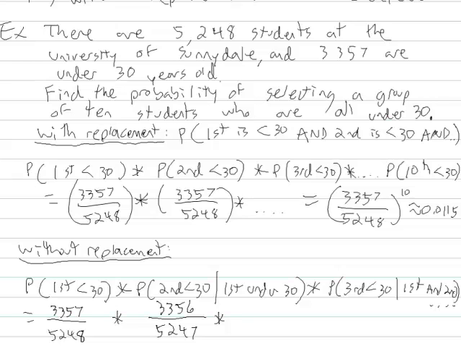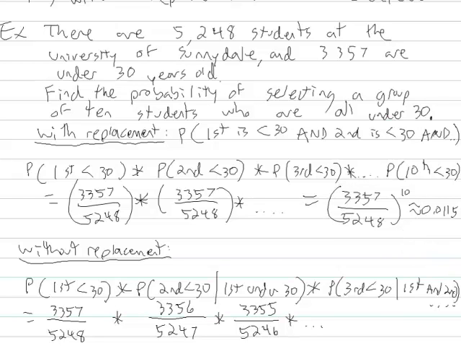And then the next one, I have to keep going. The next one, after those first two, assuming the first two were successfully under 30, there's only 5,246 students left. Both of those students I picked, assuming they were under 30, means there's only 3,355 total left that are under 30, and so on. Well, this is certainly doable, but it's much more tedious to calculate than just taking this one number to the 10th power.